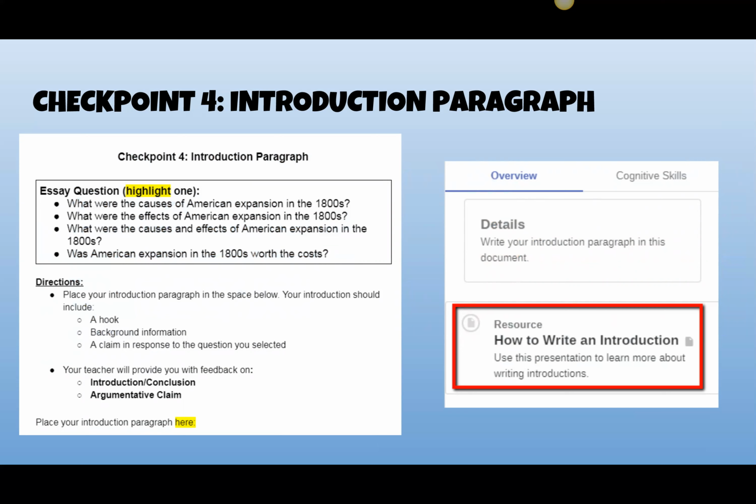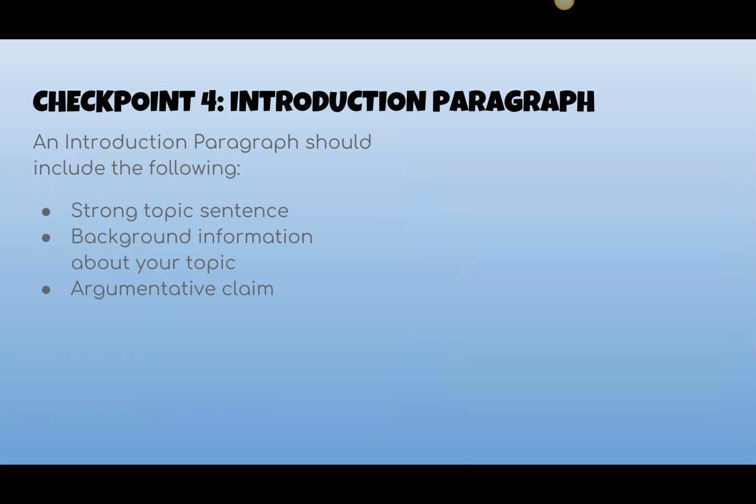And then also pay attention to the right side of the screen. I've highlighted in red where it says the resource is How to Write an Introduction. It's an excellent resource that gives you very good information on how to build that introduction paragraph and make it a strong paragraph. To highlight some of it, an introduction paragraph should include the following. You should have a strong topic sentence that tells your reader what the paragraph, or your essay, is going to be about. Then you want to include some background information about your topic so that the reader can learn a little bit about the background so that they're not completely confused. And then your argumentative claim is your opinion, your answer to that question.